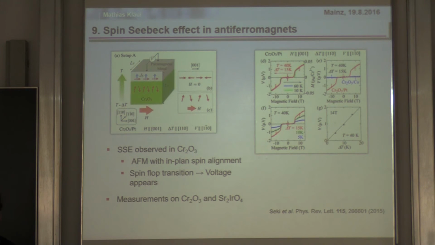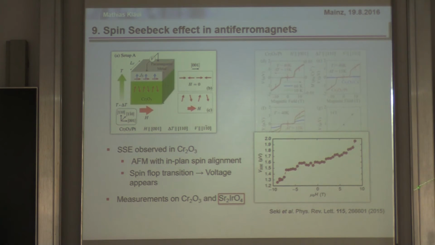More interesting, though, is we looked at strontium iridate, where we see a signal that we don't understand completely yet. It looks like even in materials where you're below the spin-flop transition, so you're still in a purely antiferromagnetic state, you see a signal, so that's something that needs to be investigated.